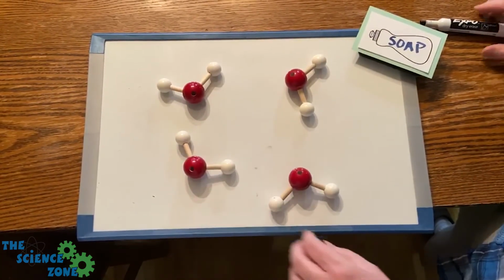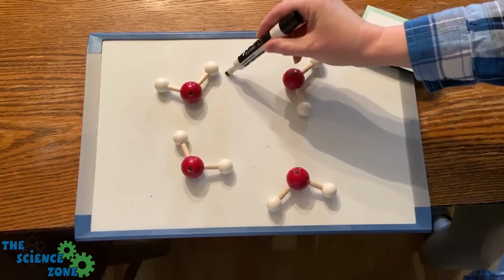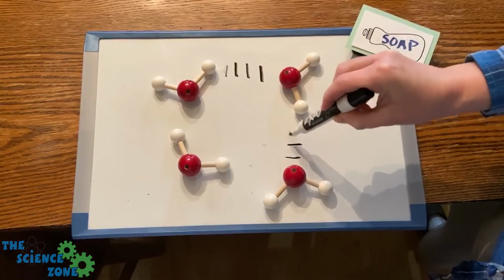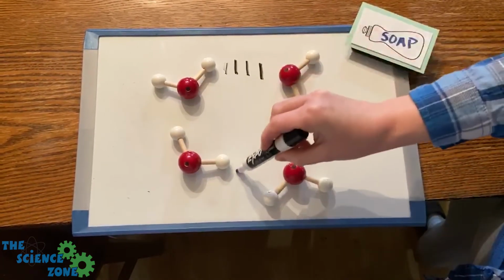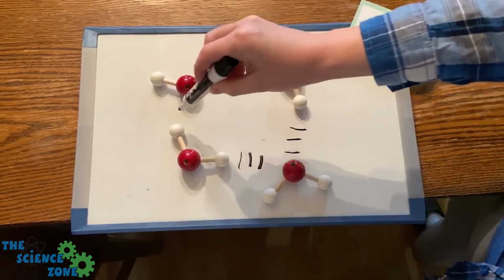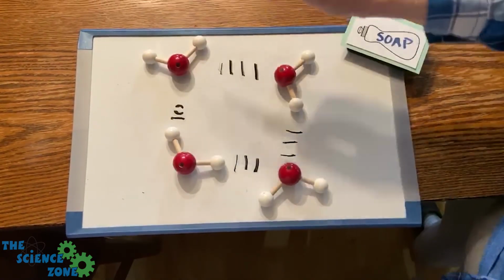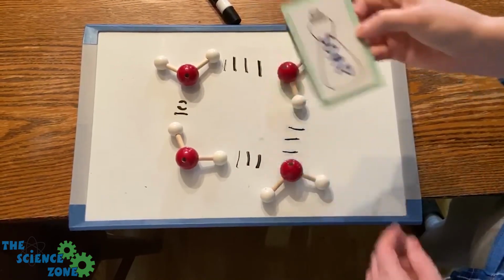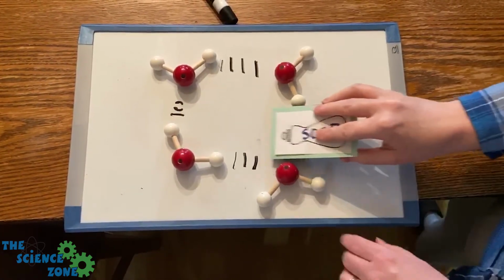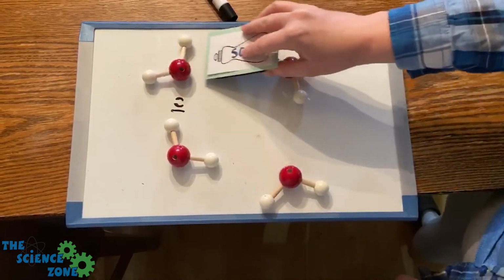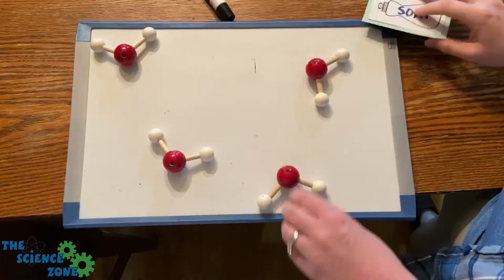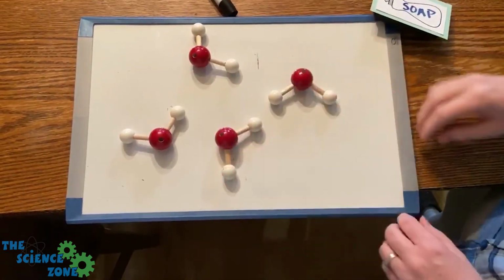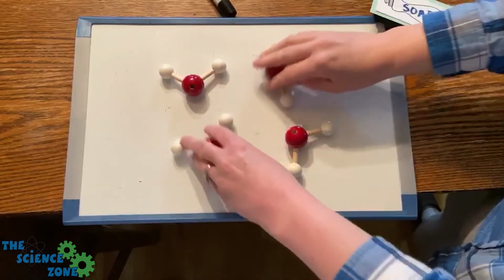As we discussed, hydrogen bonding forms between the partially positive hydrogen and the partially negative oxygen. Those hydrogen bonds help hold water together and form surface tension. Let's find out what happens when we add soap. Soap disrupts those hydrogen bonds, and that lessens the cohesive forces between the water molecules, reducing the surface tension.